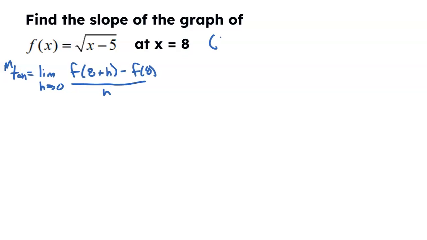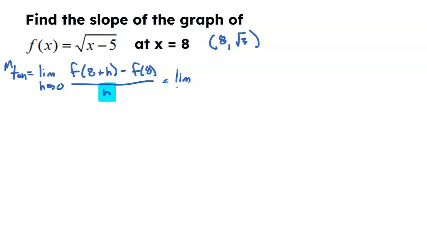Now, once again, 8 is my a value, my corresponding y value, or f of 8, I can find. Actually, it's really simple, radical 3. 8 minus 5 is 3, square root of 3 is square root of 3. Unfortunately, it's not a perfect 9 or 16, but you know what? Life goes on. All right, so now I've got to do something to get this h in the denominator to cancel. That is always my end goal.